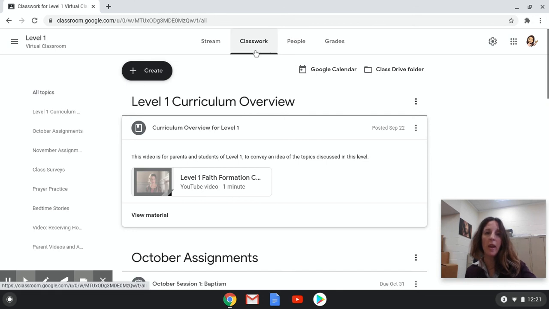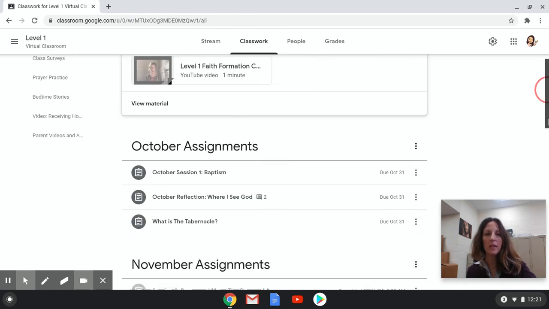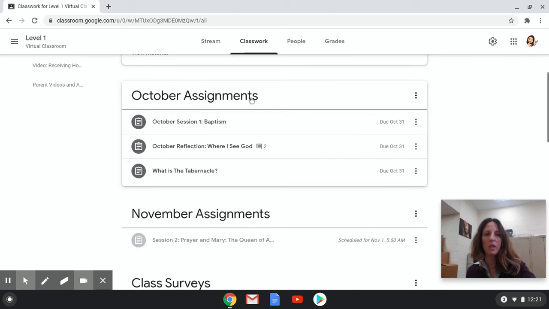So on the classwork page, there is first a curriculum overview for your information about the year's lessons. And then after that, you will see the current month's assignments, usually posted during the first week of the month, and they are always due on the last day of the month. So these are October's assignments.